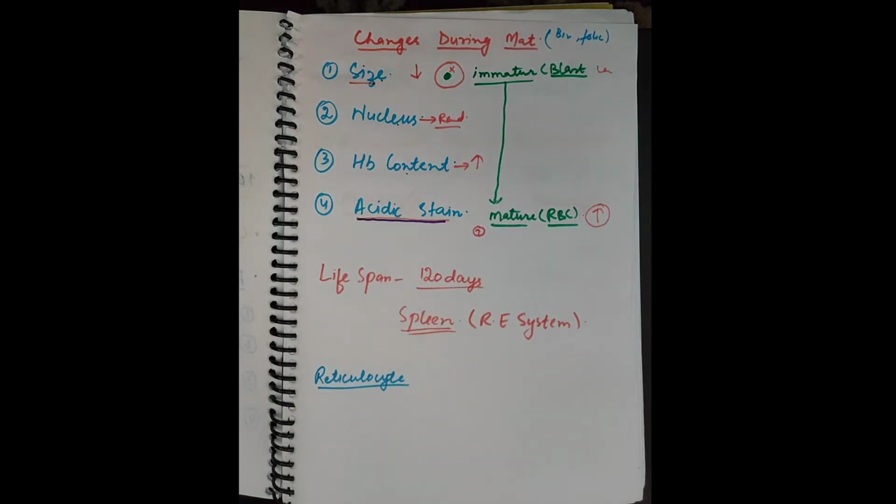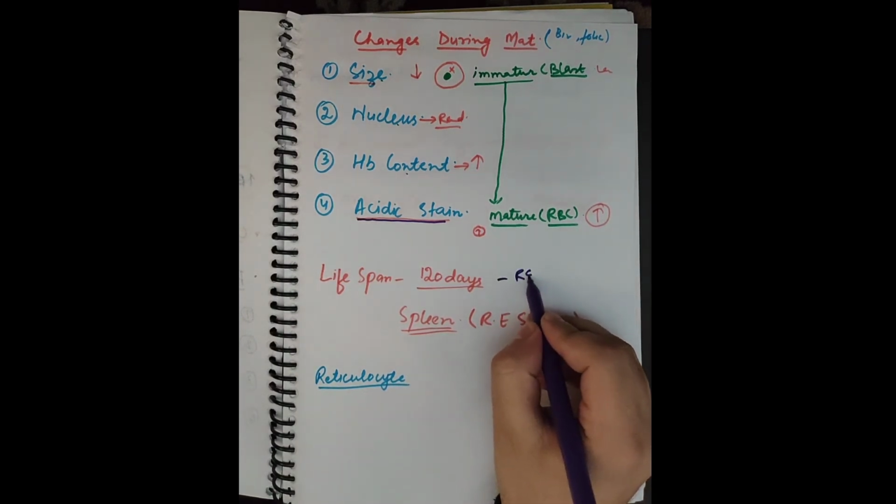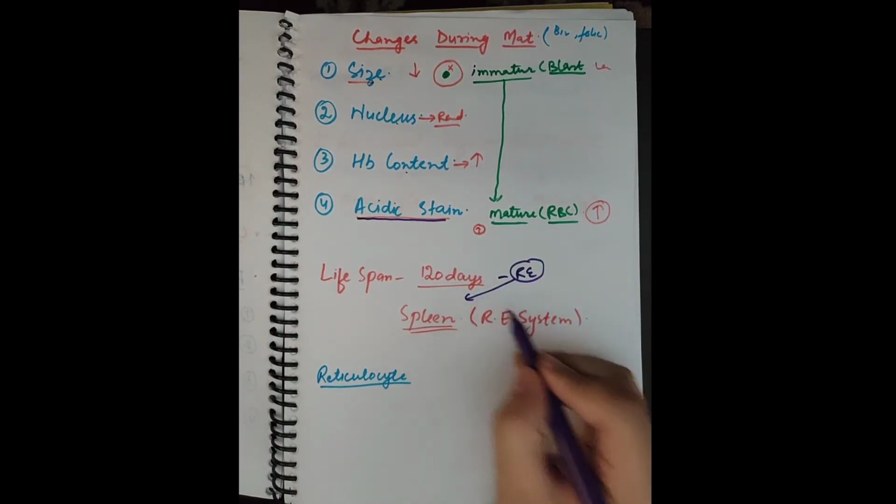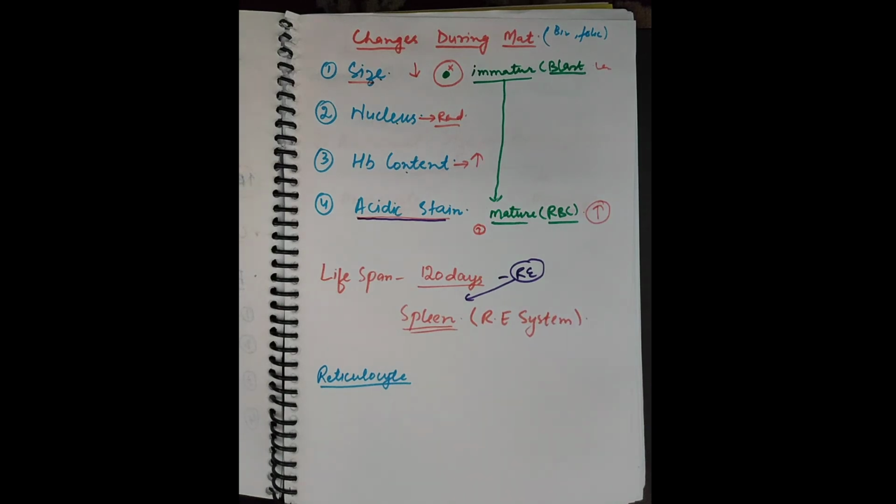Okay, if we talk about the lifespan of RBC, it is 120 days. After 120 days, the old RBCs are destroyed within the reticuloendothelial system. A very important organ of the reticuloendothelial system is the spleen, because the spleen possesses the narrowest capillaries of the blood, and via these capillaries the old RBCs are not able to squeeze through, so they are destroyed within the spleen. Okay, and what happens then we will discuss in the subsequent lecture.